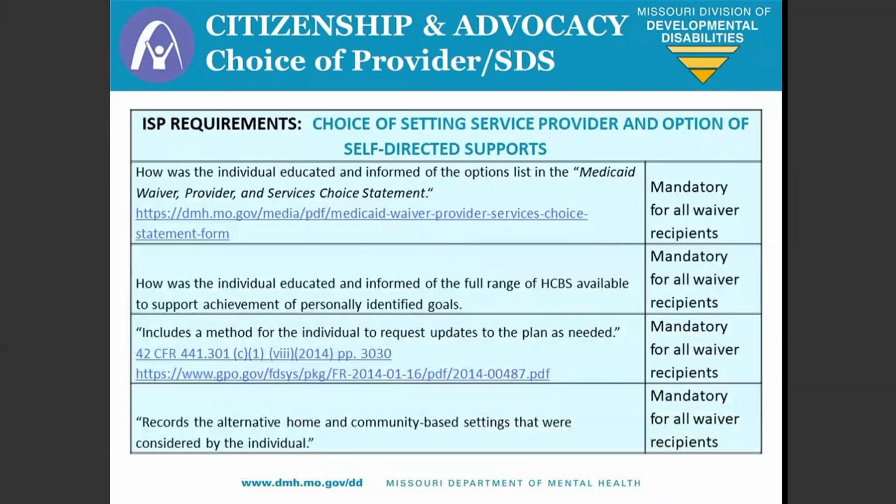The ISP must document that choice of provider has occurred according to the HCBS rule. How a person has choice of setting and provider will be different based on the individual and their needs, i.e., an individual could be given a provider list or be taken to visit different locations. It is important to note that self-directed supports is listed as the choice, not the fiscal management services, or FMS.